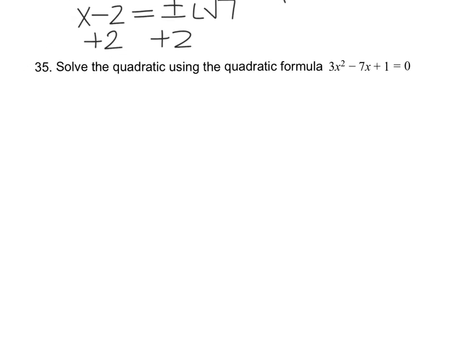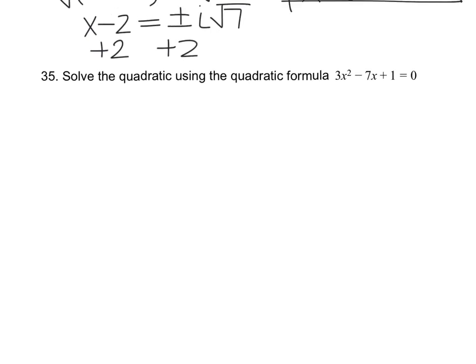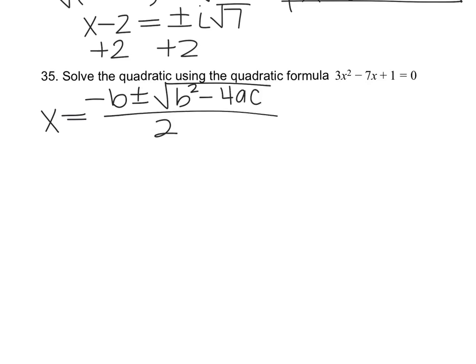The last type we're going to look at is solving a quadratic by the quadratic formula. So it's important that you have the quadratic formula written down. So x equals negative b plus or minus the square root of b squared minus 4ac all over 2a. In order to use the quadratic formula to solve a quadratic, you have to make sure it's equal to 0. So 3x squared minus 7x plus 1 is equal to 0.